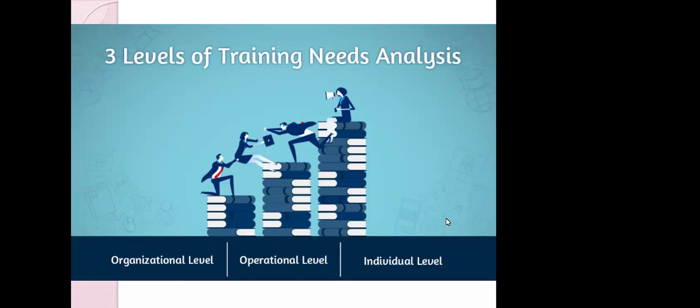And the final is the individual level wherein maybe we are giving one-on-one coaching or feedback, and before doing that we again need to analyze where they stand and where we want them to be in a period of time, and do the gap analysis.